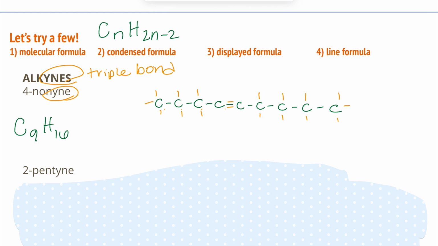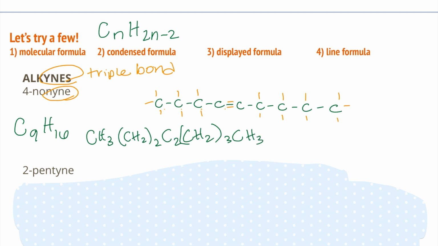To write my condensed formula out, I've got CH3 for this first one. Now I have 2 CH2s. These ones do just have carbons, so we could say C2. And then I can say CH2, and I have 1, 2, 3 of those. So I'm going to do parentheses there, and then ending with a CH3. And I could write all these out or group those repeated groups.